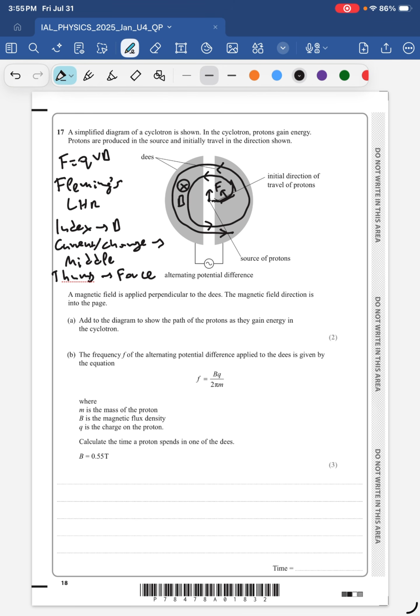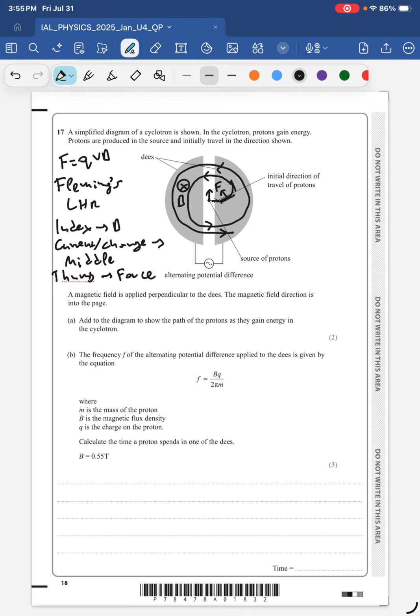Part B. The frequency f of the alternating potential difference applied to the Ds is given by the equation f equals BQ over 2 pi m, where m is the mass of the proton, B is the magnetic flux density, and Q is the charge of the proton.